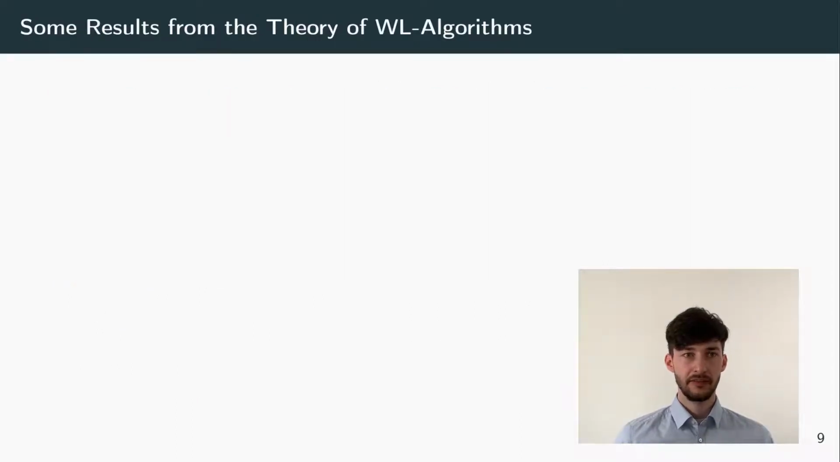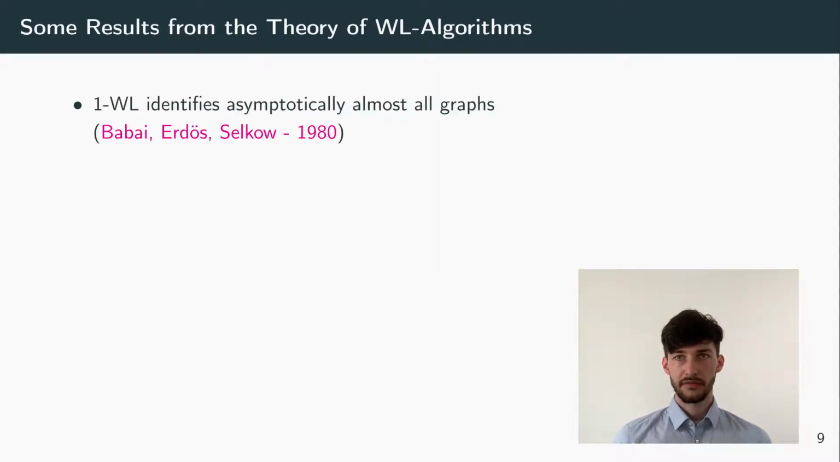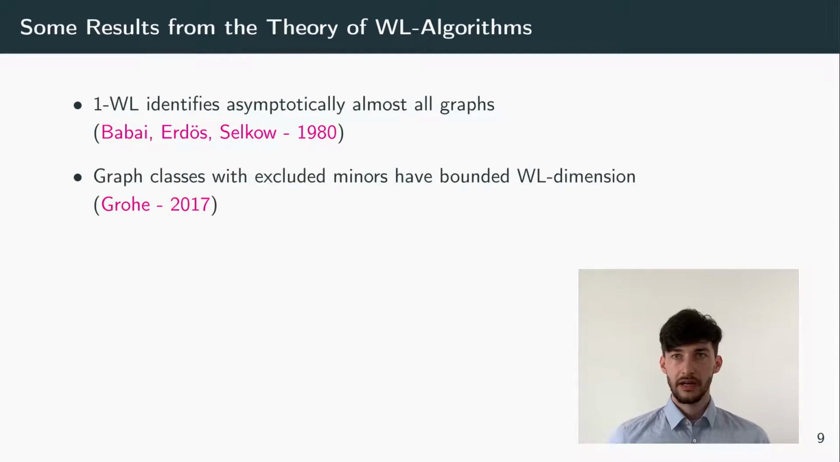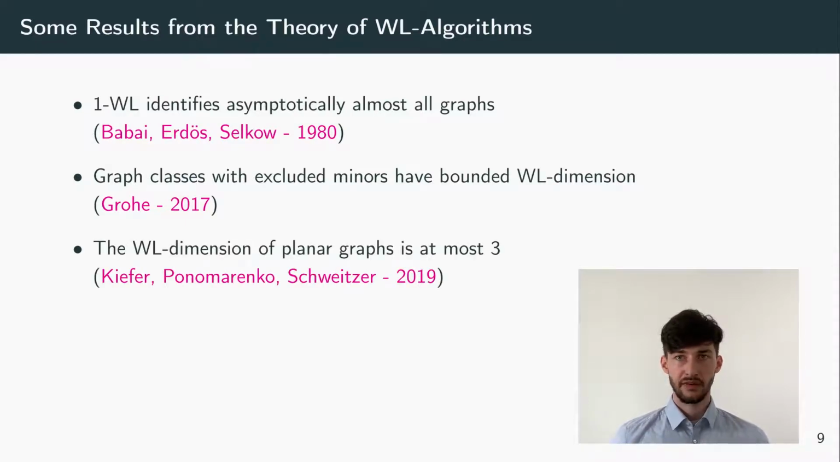This generic approach is actually very powerful, so just to list some nice results in this regard. So first of all, even one-dimensional Weisfeiler-Leman refinement identifies asymptotically almost all graphs. And then there's this nice result by Martin Grohe that classes of graphs with excluded minors have bounded Weisfeiler-Leman dimension. And more precisely, for example, for planar graphs, the dimension can be bounded by 3.